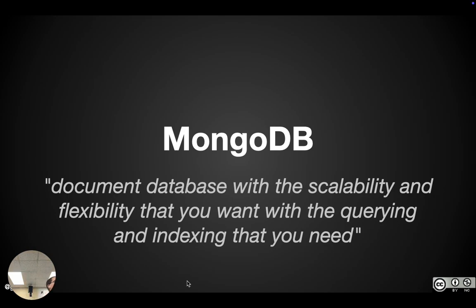SQL is like a structured database where you define in advance the structure and relationships of all your data, and that can be very powerful from a design perspective. MongoDB is what's called a document database. You don't define any of the structure up front. So it's very flexible and it can scale really well. It's got some powerful querying and indexing features, which we're not going to use, but they're there for like more larger scale applications.